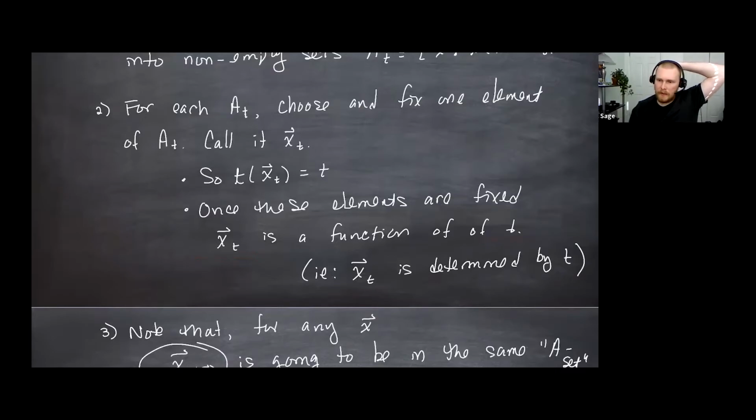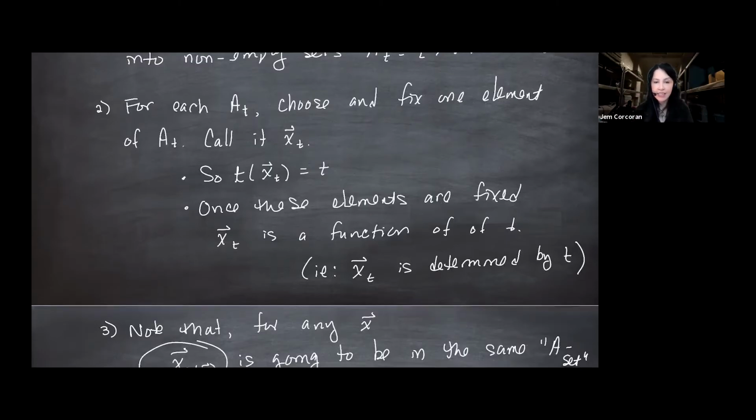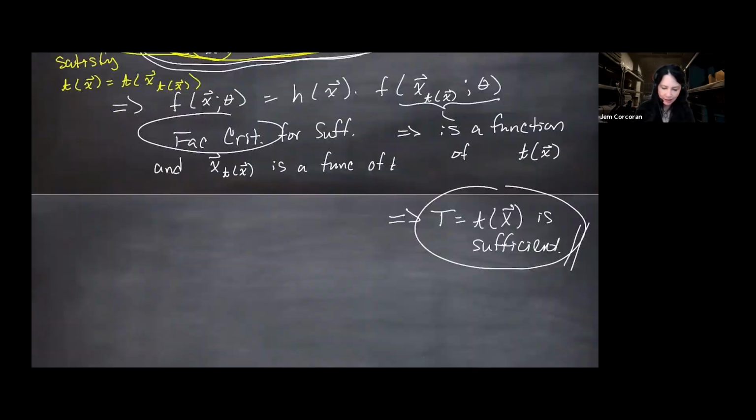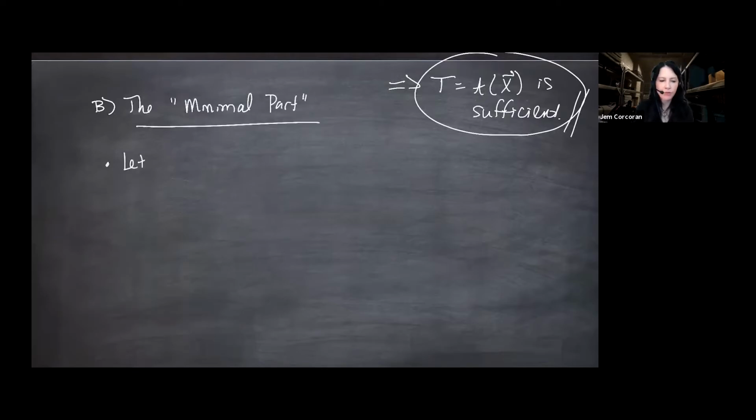Why did we use the other direction in that equivalence there? I feel like we just went one direction. Yeah, we only showed sufficiency, and now we have to show minimal sufficiency. So part A of my proof was to show sufficiency, and now let's show the minimal part. Yeah, this is going to use that direction. So I've got this T, and we've shown it's sufficient, and we want to show it's minimal sufficient.